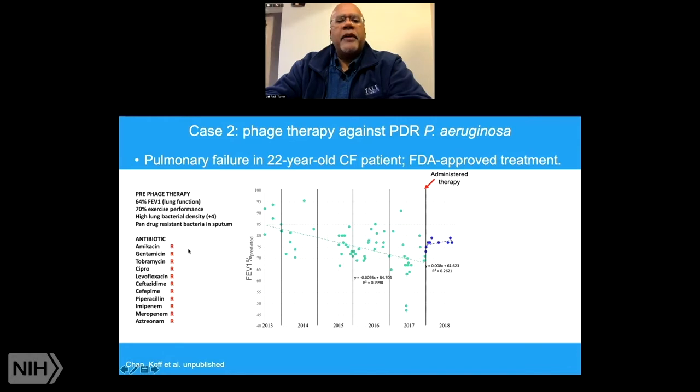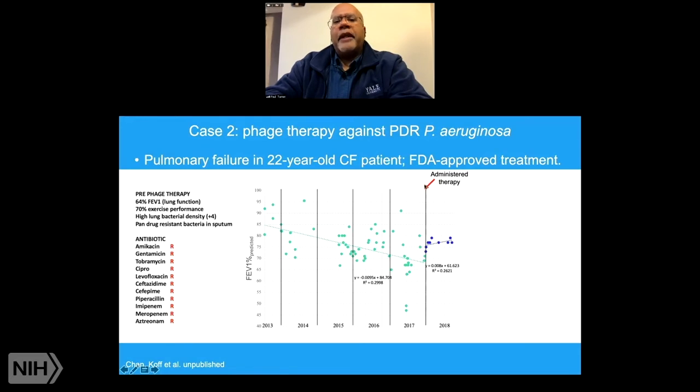So she was undergoing pulmonary failure, and the bacteria that had infected her lungs were pan-drug resistant to all of these listed antibiotics here on the left. So she had very poor lung function. Her FEV1 values were very poor, poor ability to exhale air from the lungs in 1 second. Her exercise performance was poor, and she had very high density of these bacteria indicated in her sputum. And as I said, they were pan-drug resistant. So you can see in green here the long years of decline for this young woman.